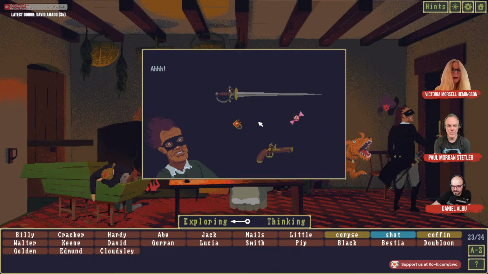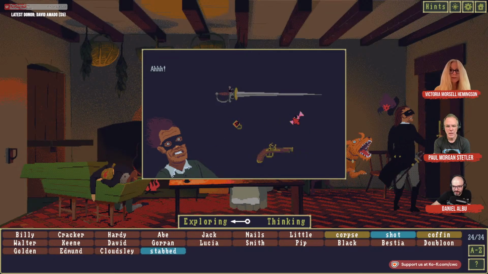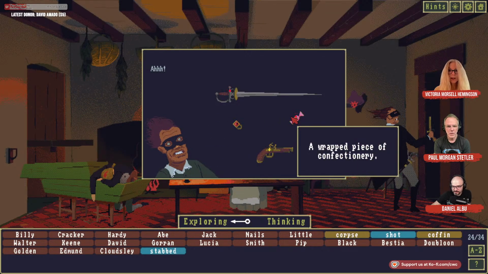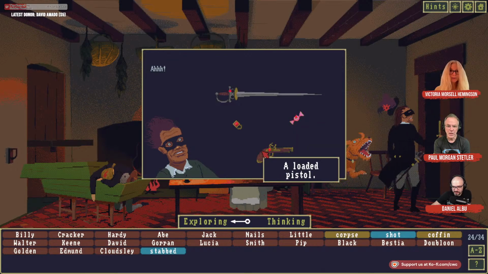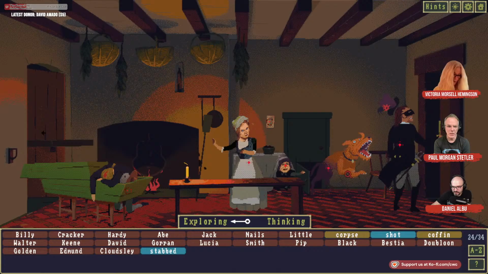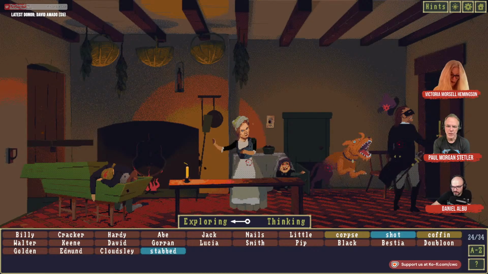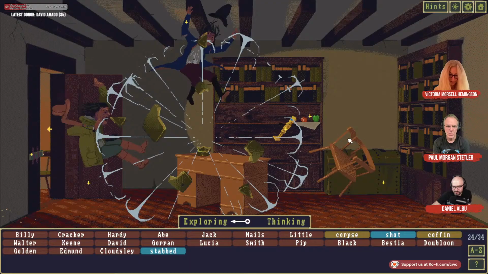Do we know who the body is yet? A sword. A coin. A ring. A wrapped piece of confectionery. A loaded pistol. Did you click on the sword? I did. That's why it's red. Okay. Let's go to the other.